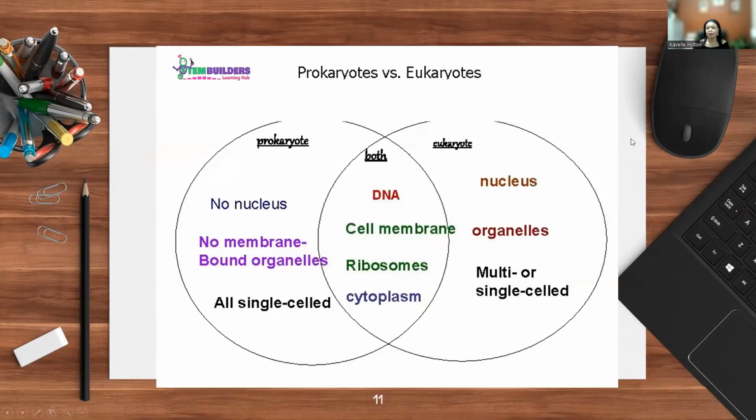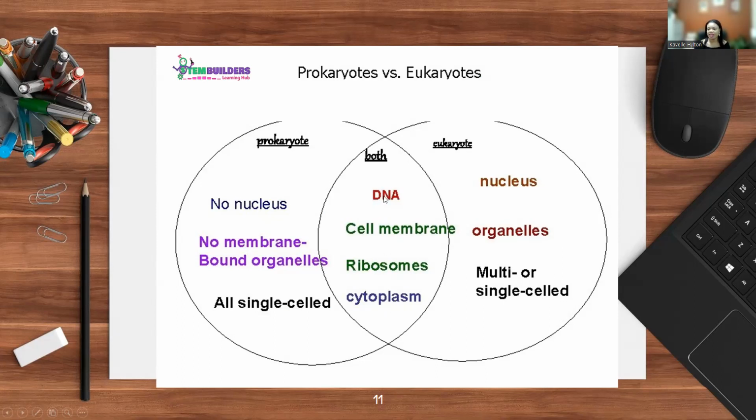And this is an example of what to look for, how to compare prokaryotes with eukaryotes. So here, the prokaryotes, as you can see, have no nucleus, no membrane-bound organelles, and all of them are single-celled because it's bacterial. Eukaryotes have a nucleus, organelles are there, and they can be either unicellular or multicellular. And these are the things that they both have in common.